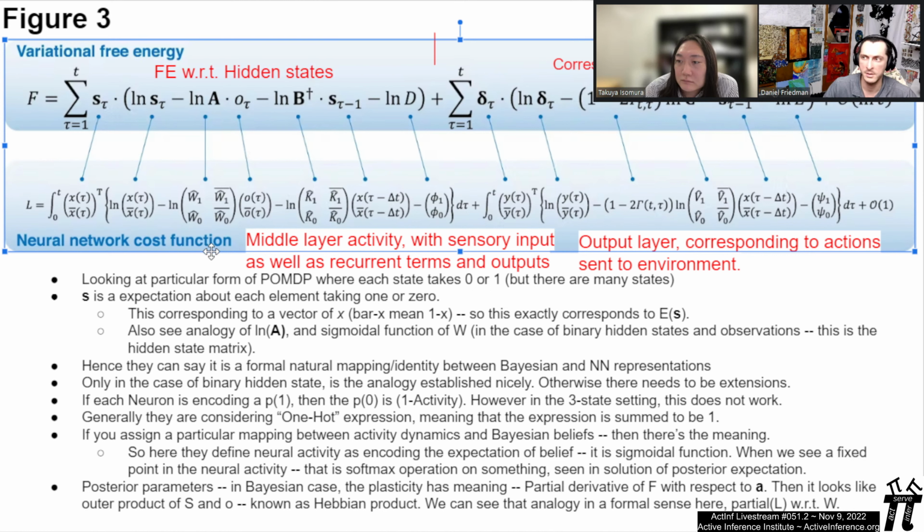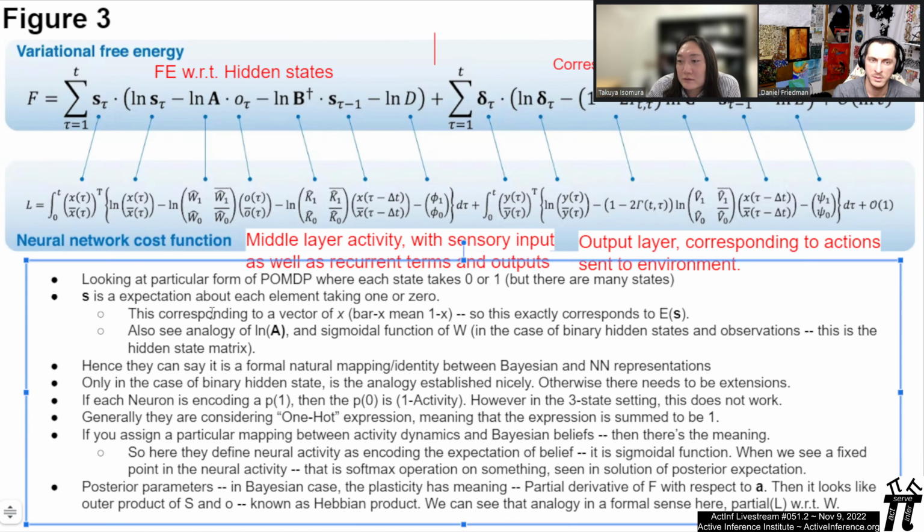Block? Block. Meaning what? Okay. A block matrix or block vector is a vector of vectors or a matrix of matrices.